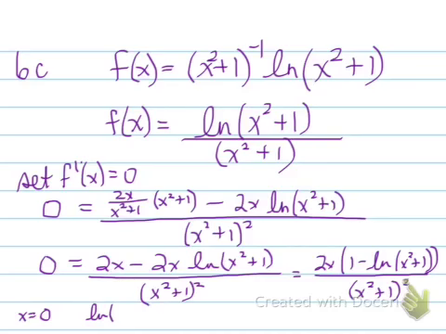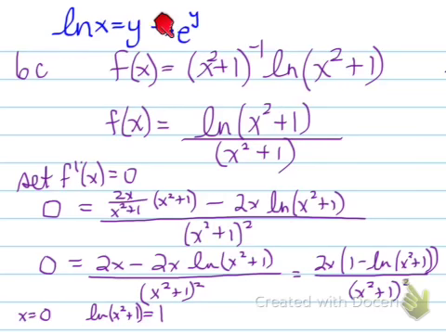The other option is when ln(x² + 1) is equal to 1. Once you do that, you can convert this ln expression into an e expression. Looking up at the top here, you can see ln x = y is equivalent to e to the power of y is equal to x. So by doing that, we can convert what you see down here: e to the power of 1 is equal to x² + 1.